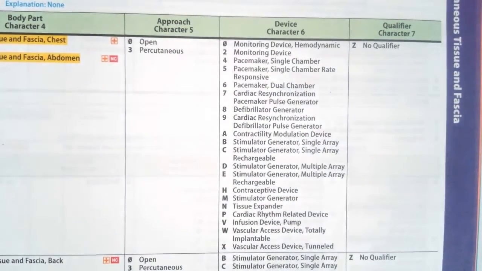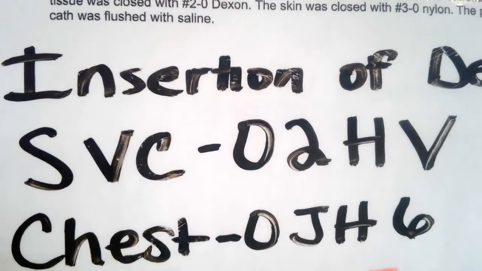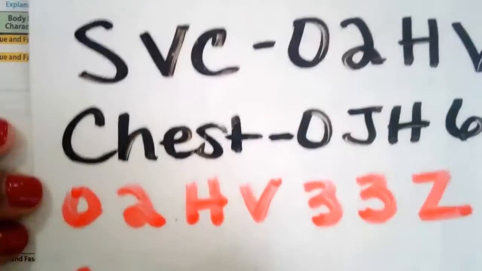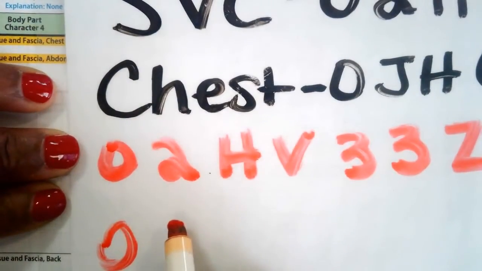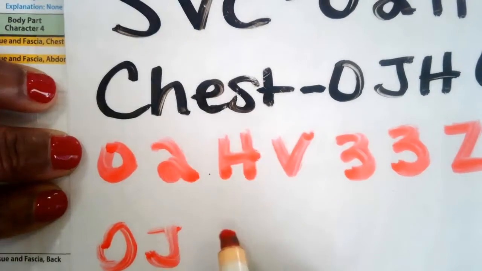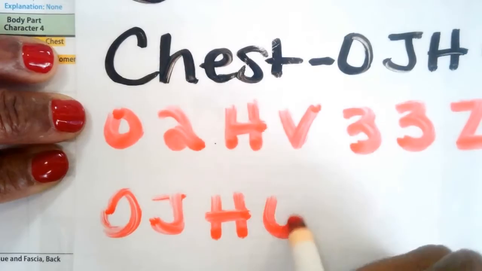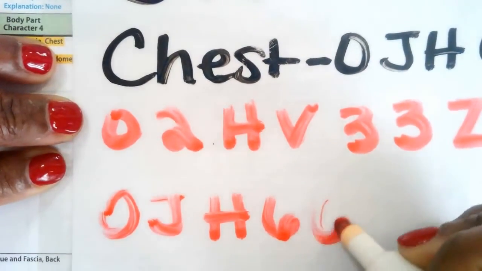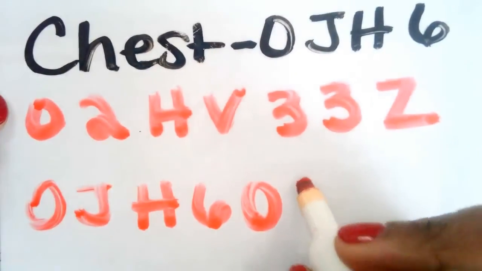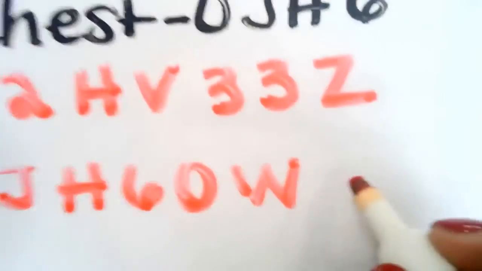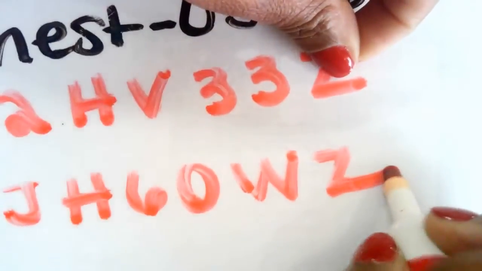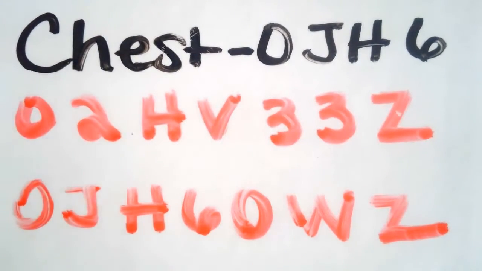All right, so final code here is 0 J H 6 0 W and then a Z. All right, so those are your final 2 codes for this report.